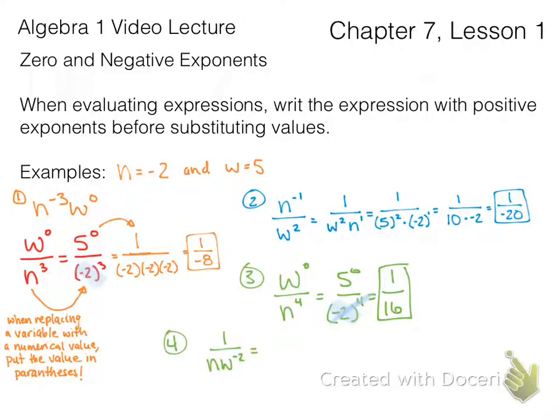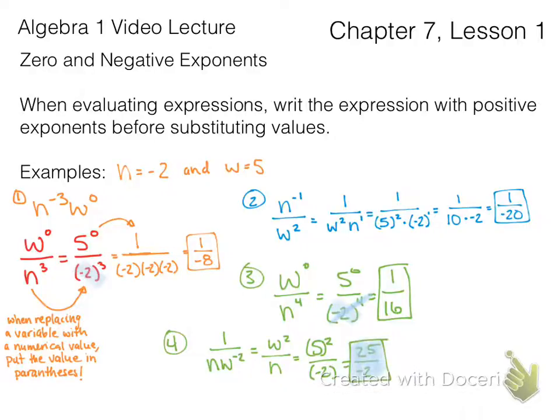All right, another example, 1 over n times w to the negative second. The w to the negative second is going to move up, which is going to give me w to the second over n, and that is going to give you 25 over negative 2. Again, you can leave things as improper fractions. We're kind of done with this whole mixed number business. Now, if you can simplify, simplify, but yeah, mixed numbers, yeah, gone.